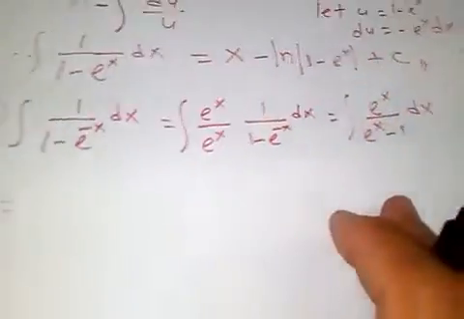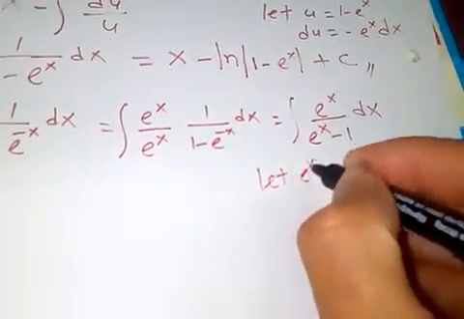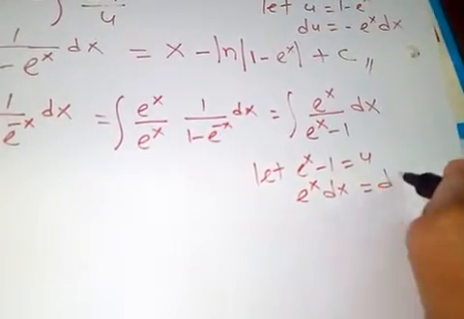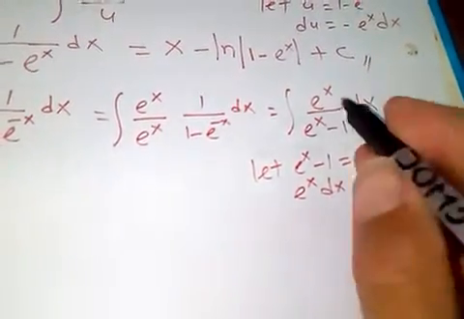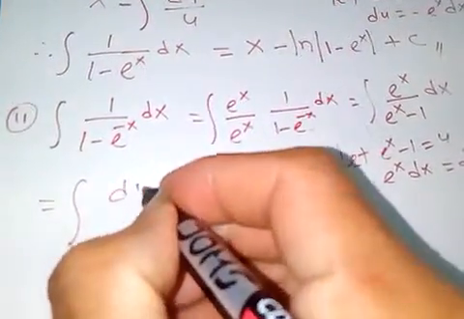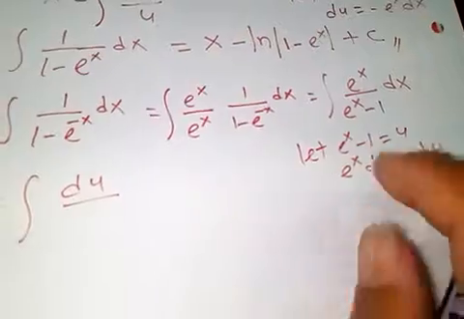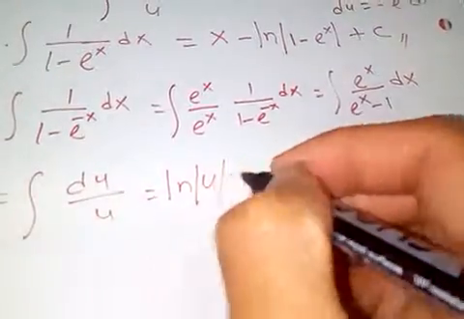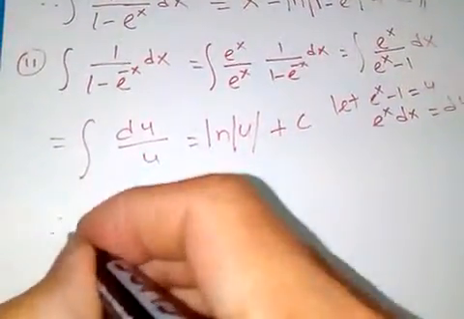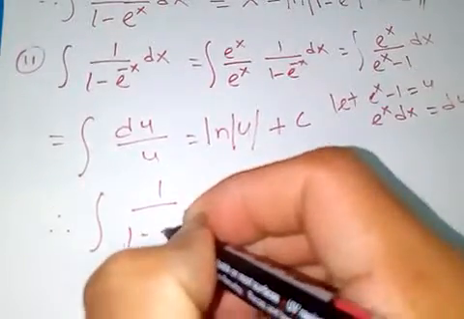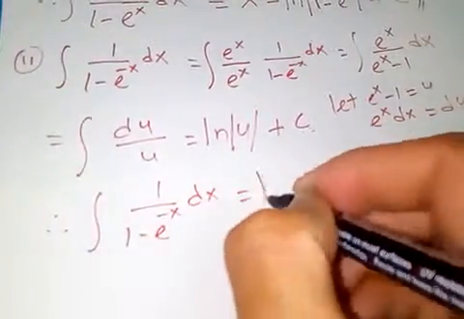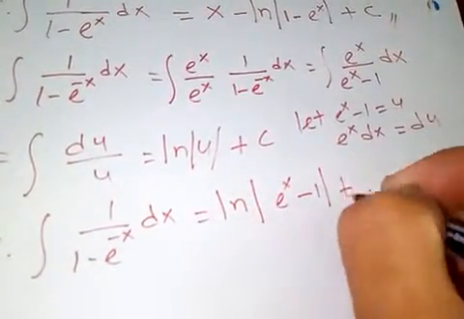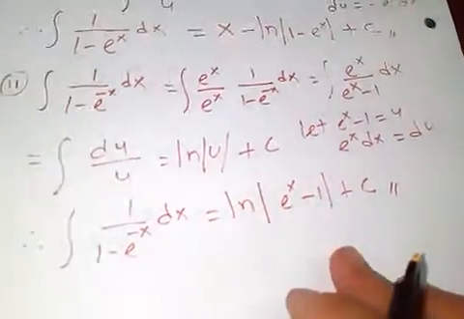Just put e to the x minus 1 equal to u. So e to the x dx is just du. So the integral becomes du over e to the x minus 1, which is du over u, which is ln of u, plus the constant of integration. Therefore, lastly, the integral of 1 over 1 minus e to the negative x dx will be ln of u, where u is e to the x minus 1, plus the constant of integration. This is our last answer.